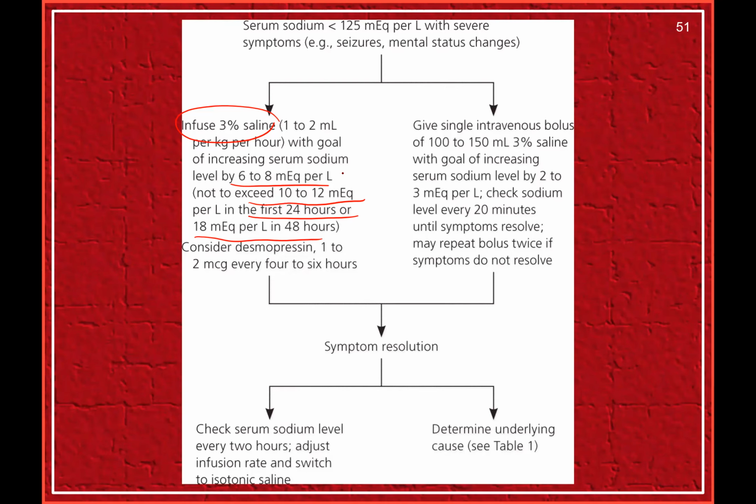So when you are infusing 3% saline and also using desmopressin, it will help recover the symptoms faster. How much do I give? 1 to 2 micrograms every 4 to 6 hours. Not in every case, only in selected cases.